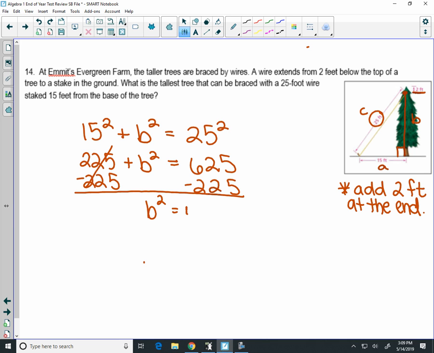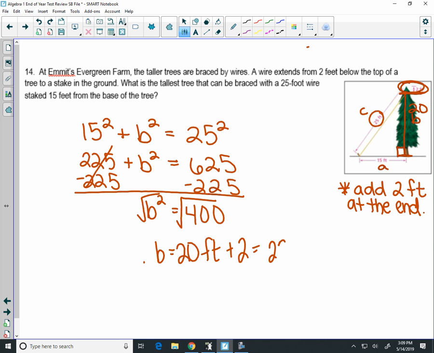Ooh, this is a good one. 400. And take the square root of both sides. So the distance from the base of the tree to where the wire is hitting, that is 20 feet. I have to add 2 feet to get to the top of the tree. So the tallest tree that a 25-foot wire can be used to brace is a 22-foot tall tree.